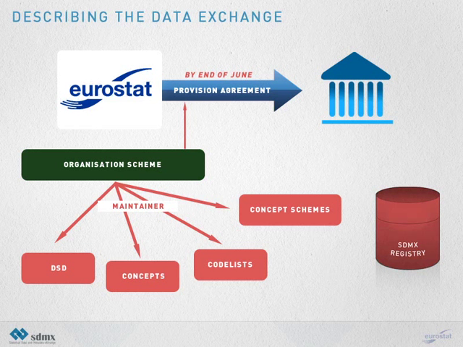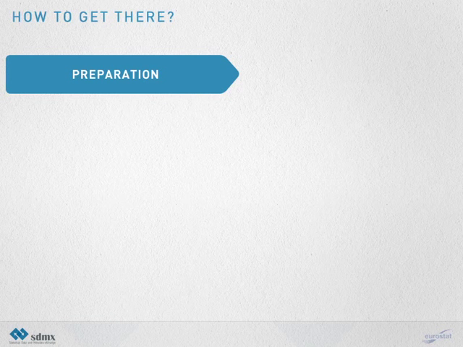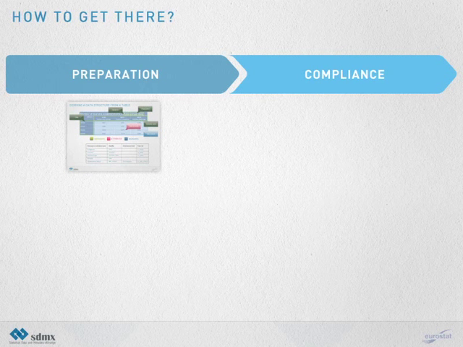We have defined the data structure and the exchange process. We have achieved what SDMX calls compliance. These are the steps achieved so far. Preparation. Statisticians from the organizations involved in the data exchange describe the data and the different data flows, data sets, and provision agreements. Compliance. We created all the necessary objects in accordance with the SDMX standard.